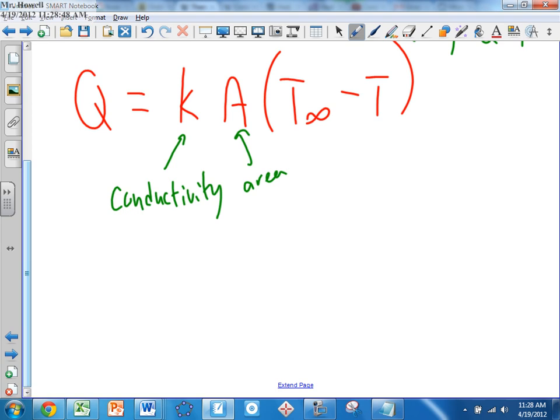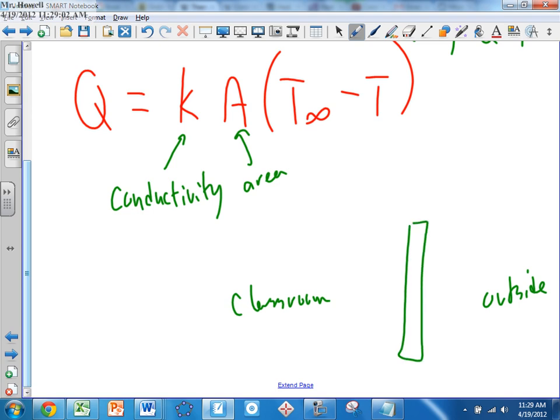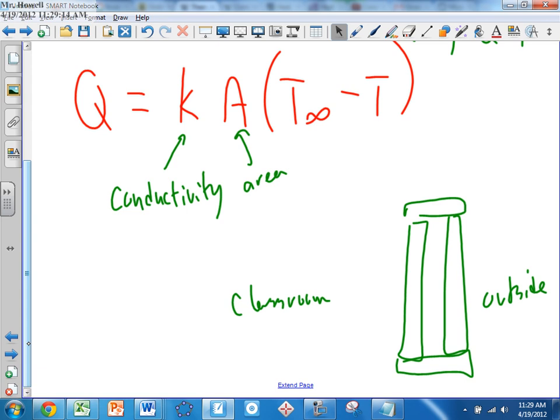And the way a window works is this. I'm going to look at a profile of the window. The classroom is in here, and this is outside. I'm looking from the side view, a profile. So the window is right here. This is the thickness of the window. Then there's another pane, and then there's the actual window unit. That's what a window looks like from the side. I'm looking at the cross section of it. This is glass, colored in blue.